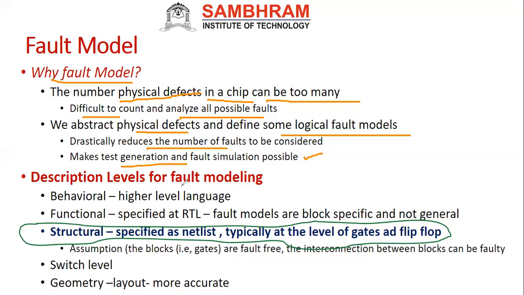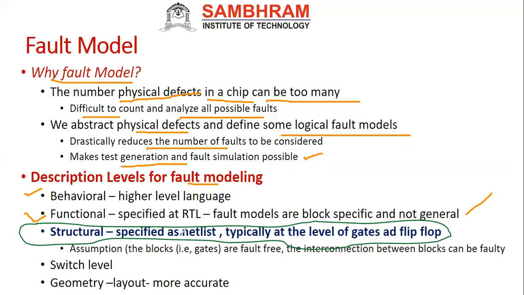So here are the description levels of fault modeling. What are the description levels? These are the various abstraction levels for fault modeling. At the behavioral level, a higher-level language can be used: C, C++, an HD language, SystemC, anything you can use. Now, at the functional level we can also do fault modeling, which is specified at RTL. RTL means register transfer level. The fault models are block specific and not general, normally.